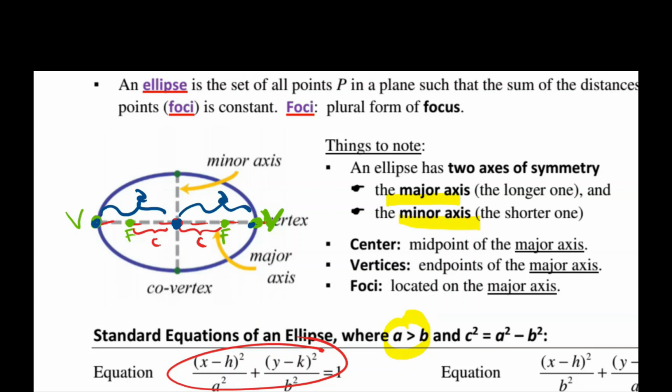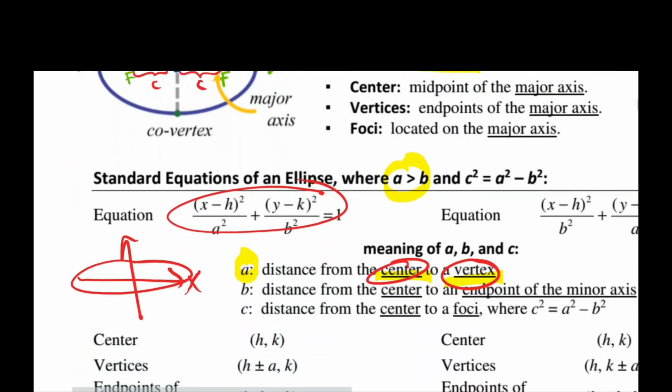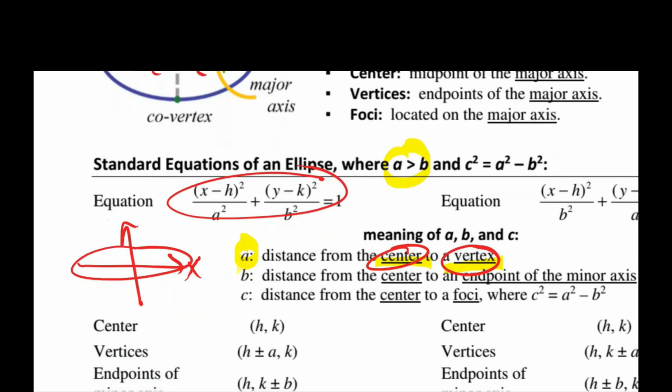Now, what about B? So B, what's so special about that? B represents the distance from the center to one of the endpoints on the minor axis. So let's go ahead and play with that.